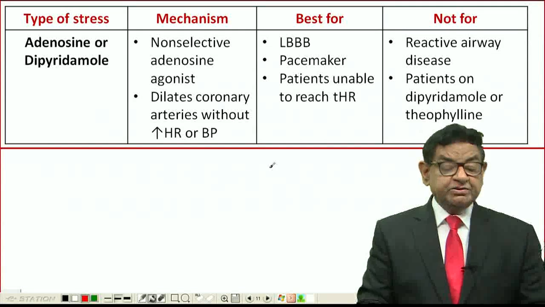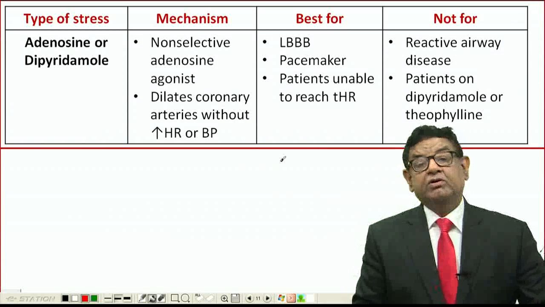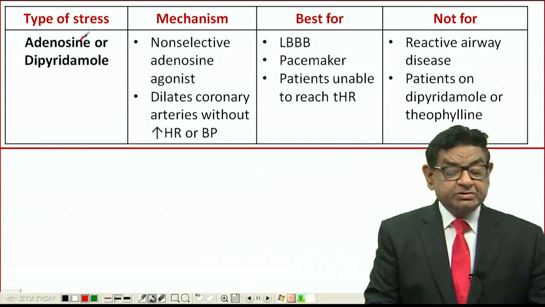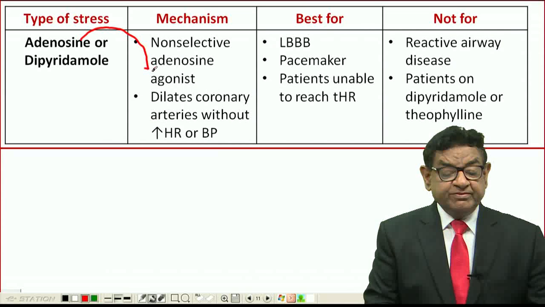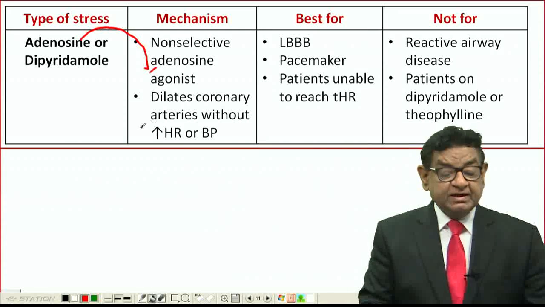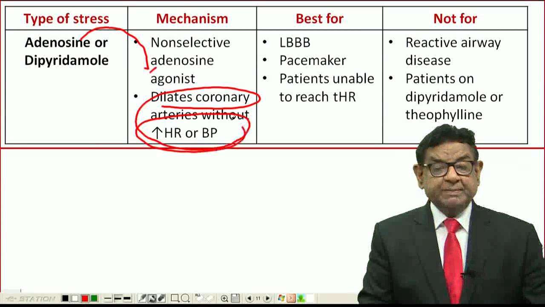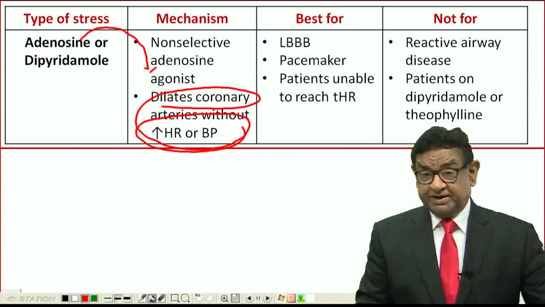Then we have the adenosine or dipyridamole stress test. Adenosine is a non-selective adenosine agonist, and along with dipyridamole, these two drugs simply dilate the coronary arteries without an increase in heart rate or BP. This point should be noted very carefully.